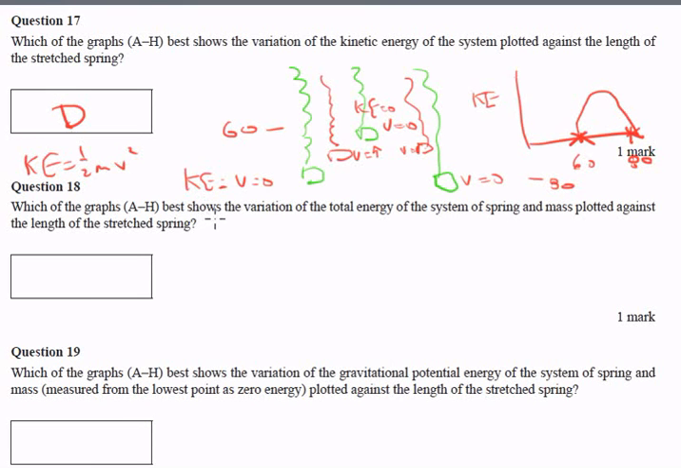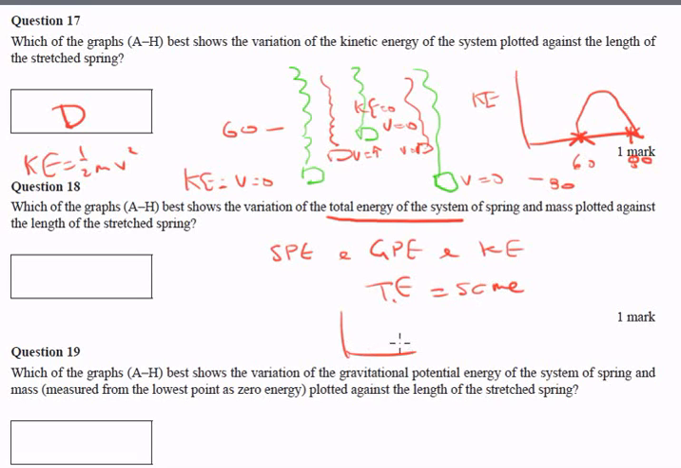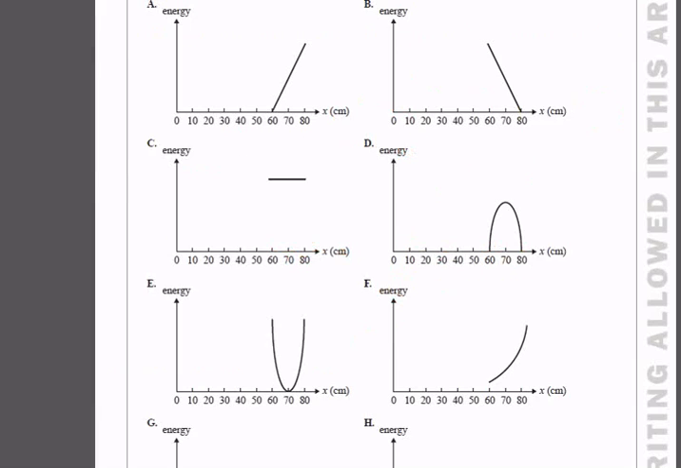Alright, which graph best shows the variation of the total energy of the system? So as it bounces up and down, we've got spring potential energy, and we've got gravitational potential energy, and we've got kinetic energy. And it changes between those three, but the total energy in this case stays the same all the time. So we're looking for a graph that has a total energy just flat, and that's the answer C.